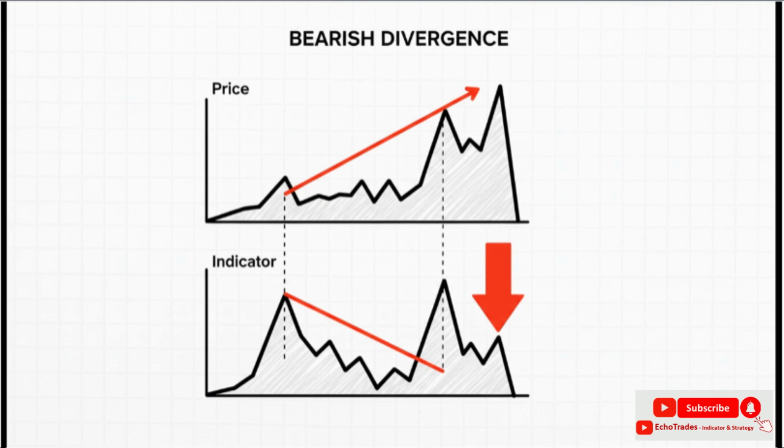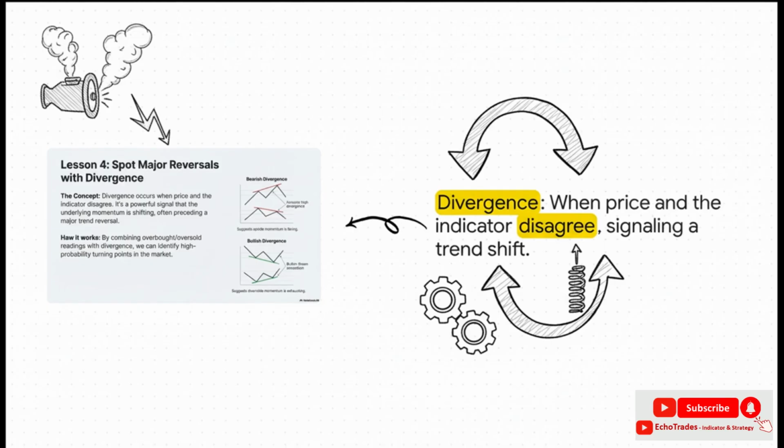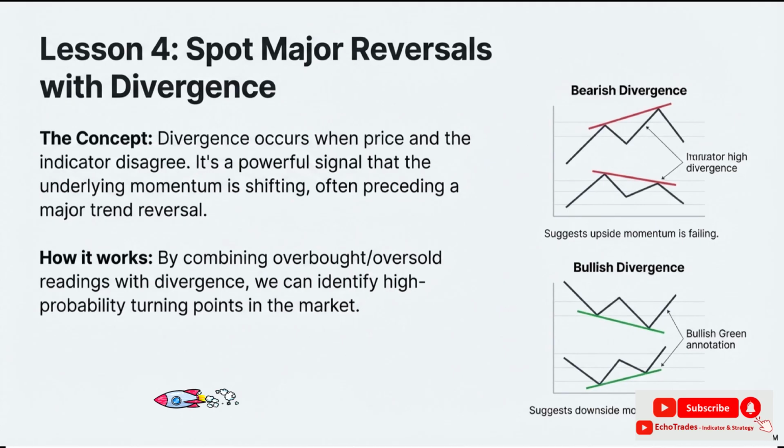So that begs the question, how do we spot the major reversals, the ones that really matter? We combine those extreme readings with a super powerful concept called divergence. This is what happens when the price is doing one thing, but our indicator is doing the complete opposite. It's like the market's engine is sputtering, a massive clue that the underlying momentum is shifting, often right before a big change in trend. Let's walk through a classic example of bearish divergence.